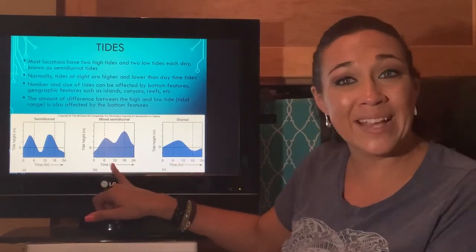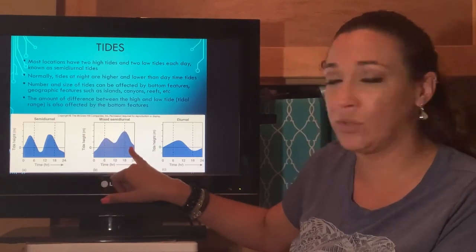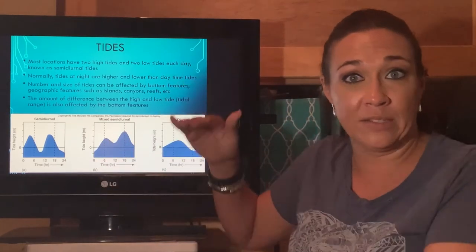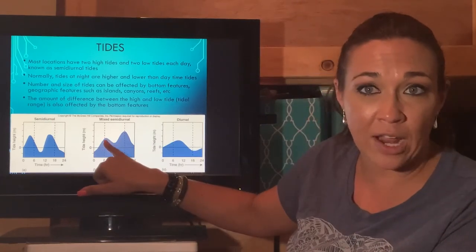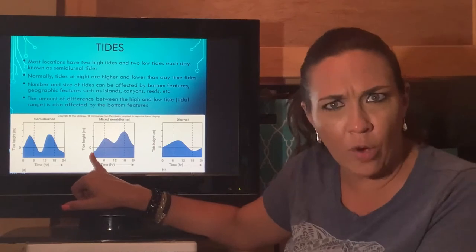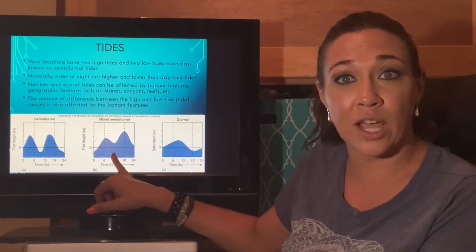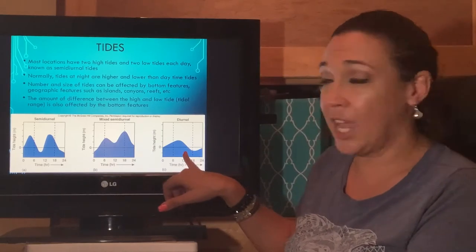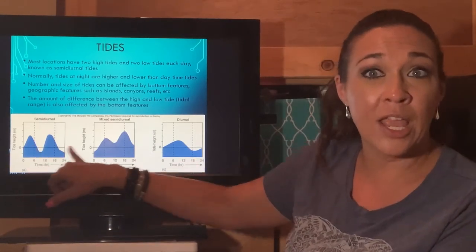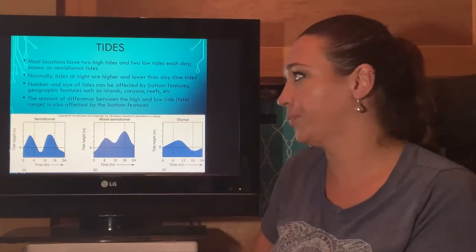Now, if you have a mixed semi-diurnal tide, that means you have two high tides and two low tides, but they're of different heights. So maybe your first high tide isn't that high, but your second high tide is much higher. Or your first low tide is really low, but your second low tide is only kind of low. So that would be a mixed semi-diurnal tide. So diurnal, just once a day. Semi-diurnal, twice a day. Mixed semi-diurnal, twice a day, but of different values.